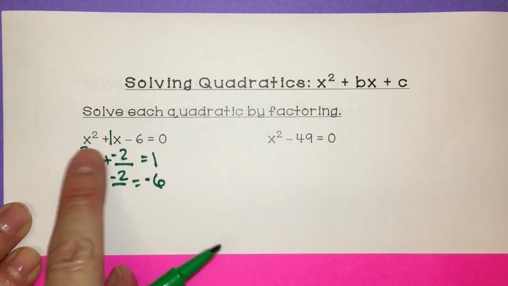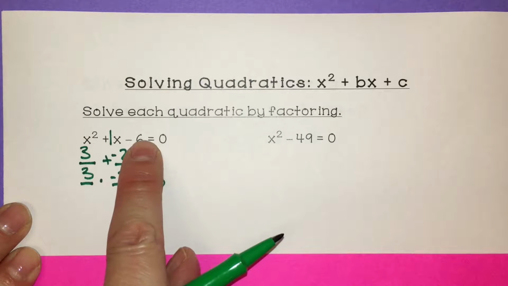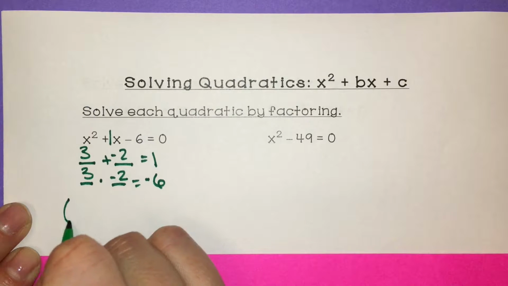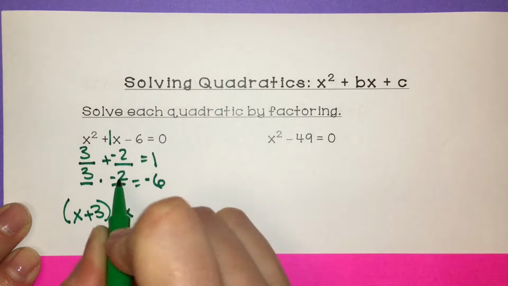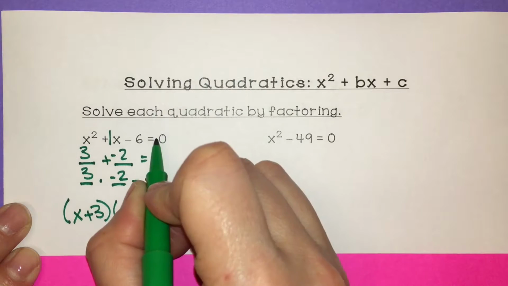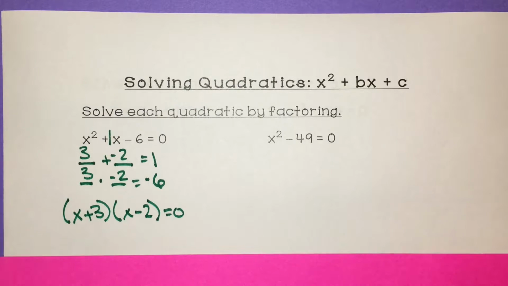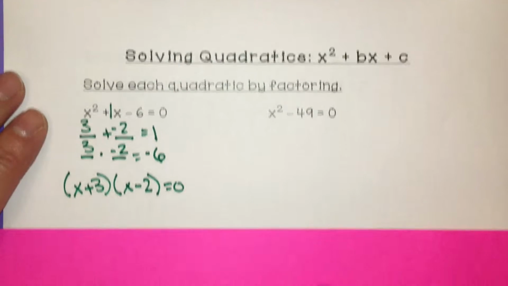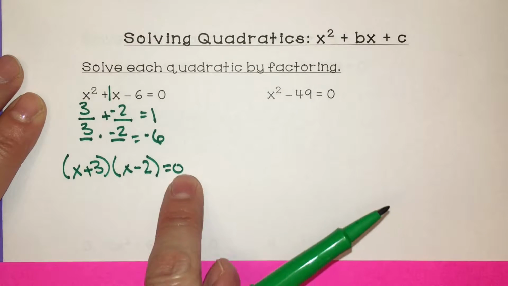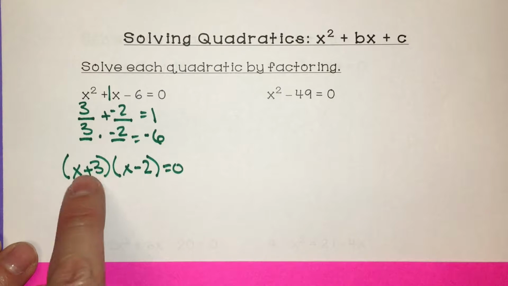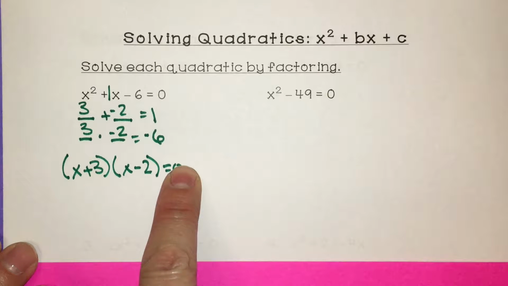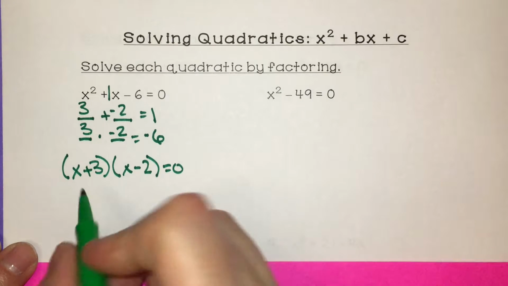Okay, so you're going to use those values that you found to factor this quadratic. So it breaks down to x plus 3 times x minus 2. And make sure you bring down that equals 0. So it's really important when you're solving for a quadratic that it equals 0 on the right side. Because now we can set each parenthesis individually equal to 0 and solve for x.